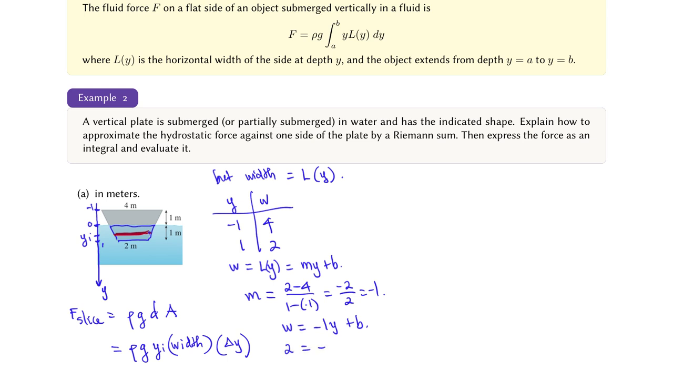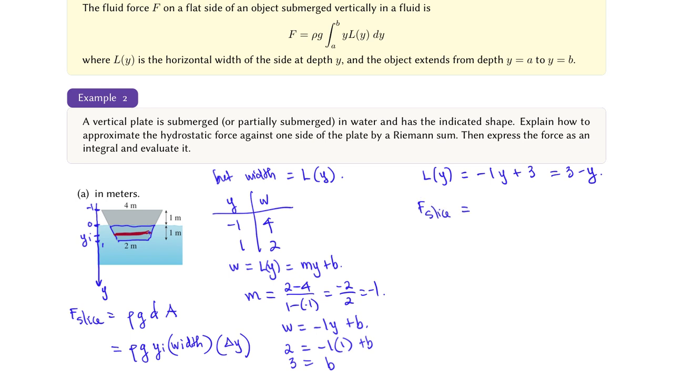or we can use the slope-intercept form. W equals -1y plus b. Plug in 1 for y and 2 for w. We have b equals 3. And so the width is L of y equals -1y plus 3, or 3 minus y. The width L is a function of y.